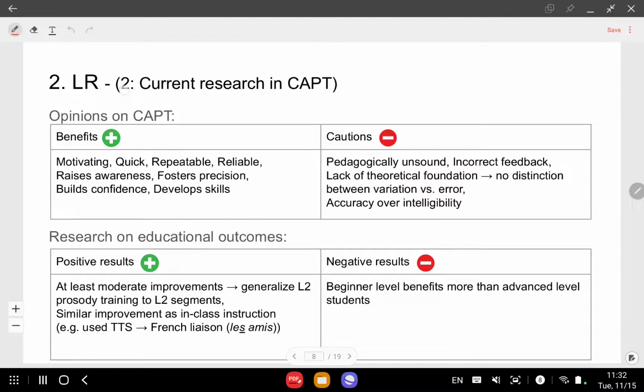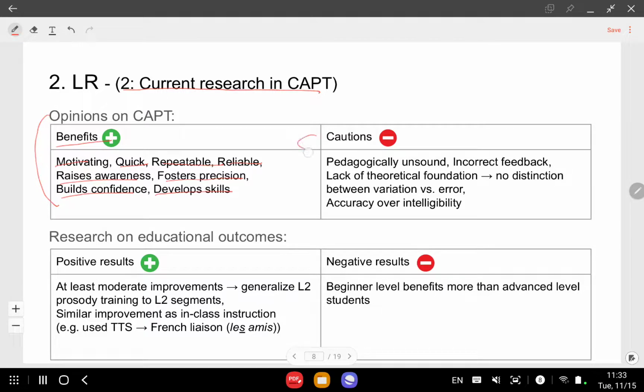Okay, and the second part of the literature review is current research and CAPT. Here are some opinions on CAPT. The benefits argued in the literature are that it's motivating, quick, repeatable, reliable, raises awareness, fosters precision, builds confidence, and develops pronunciation skills.